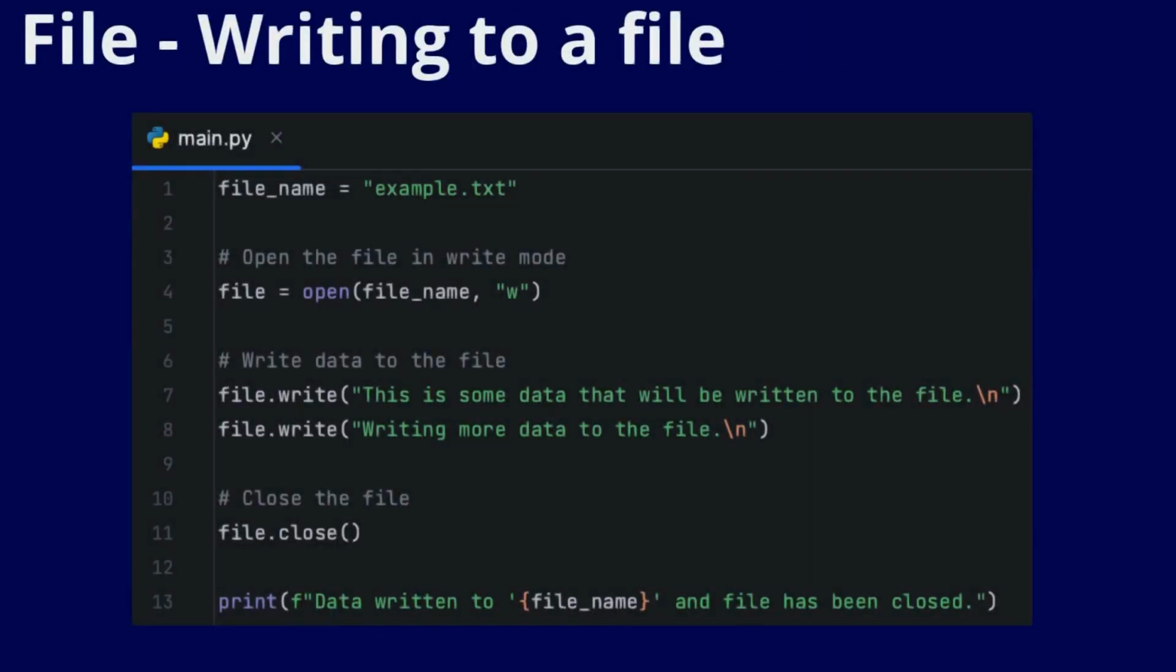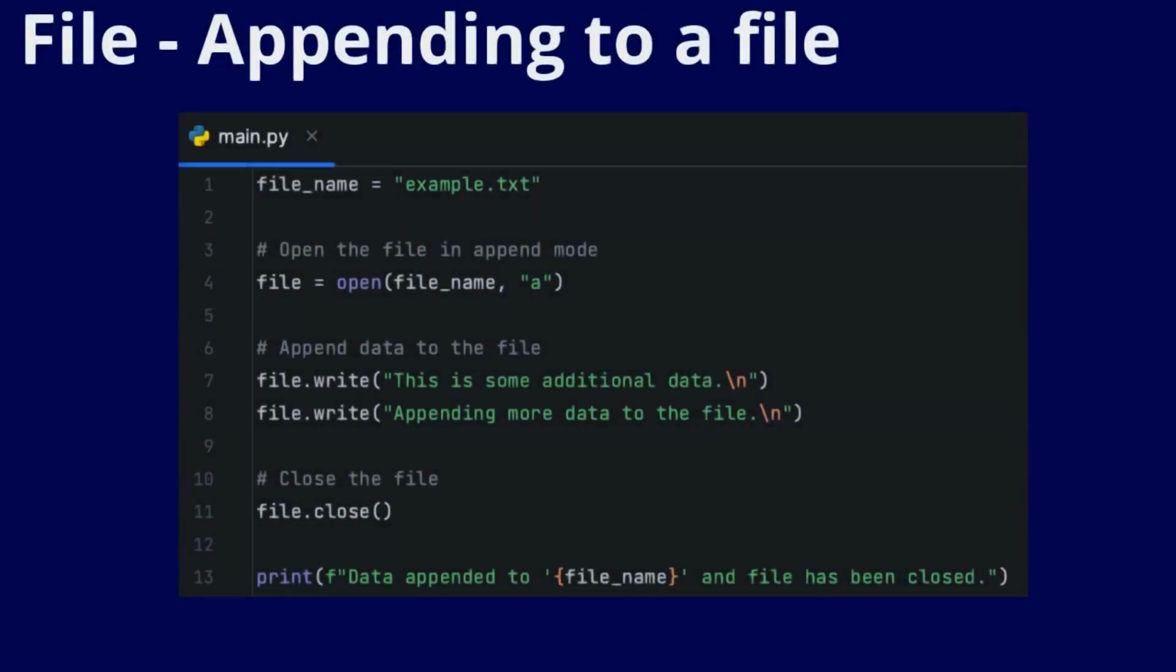Number 3, writing to a file. The write method can be used to write to a file. The file can be written with a string. The file will be created if it does not exist. The previous content will be overwritten if it exists. Number 4, appending to a file. You can append content to an existing file by opening it in append mode A instead of write mode W. The write method will then add content to the end of the file without overwriting it.